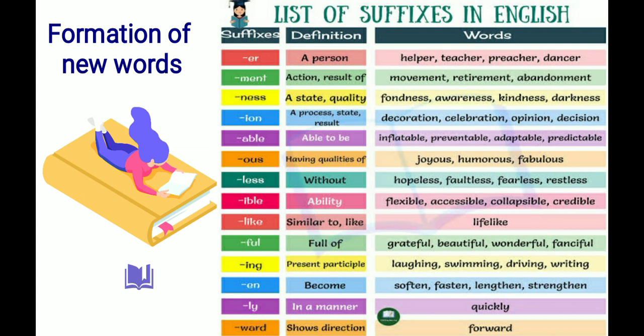Then en means become. With soft, we add en and the new word becomes soften, fasten, strengthen. Then ly means in a manner. If we add ly to a word like quick, the new word will become quickly. That means in a quick manner. Just like this, ward shows direction. If we add ward at the end of for, the new word becomes forward, which means it is showing direction.